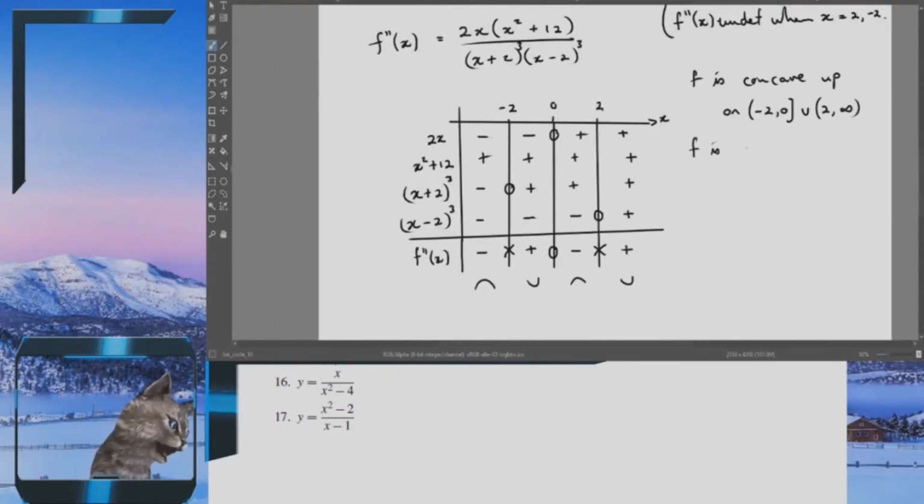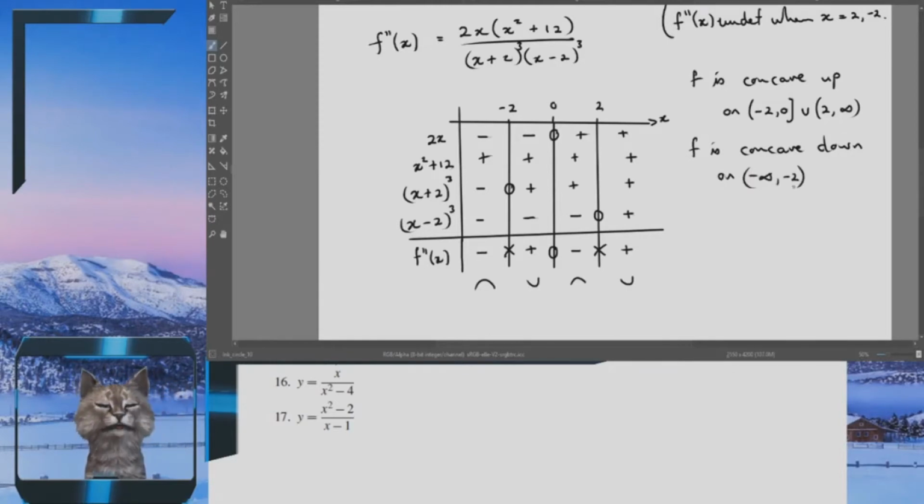F is concave down on negative infinity to negative 2, not including negative 2, the function is not defined. 0 to 2, not including 2, but I am including 0, the function is defined there.